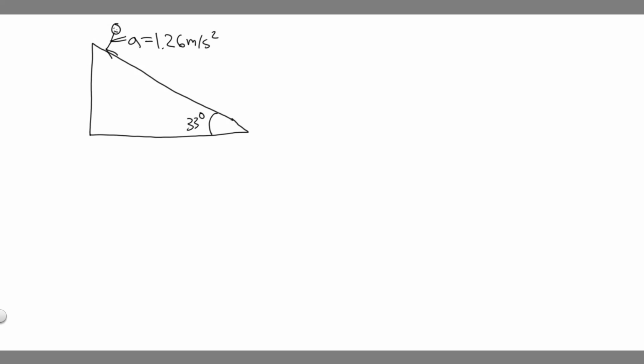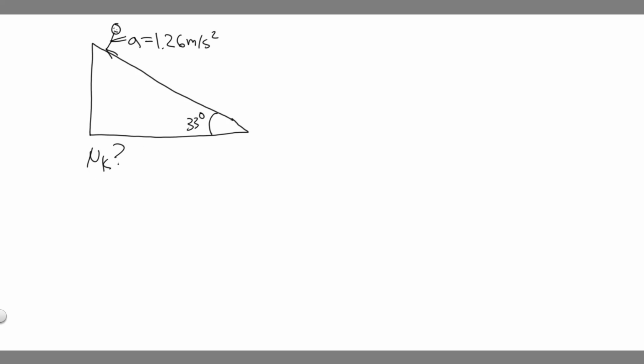So we have this child going down this slide, and they're going to be accelerating at a rate of 1.26 meters per second squared. And we know the slide is going to be inclined at 33 degrees. So that's the information we're given. And so let's talk about what we're solving for here. We're going to be trying to find the coefficient of kinetic friction. So we call that mu sub k.